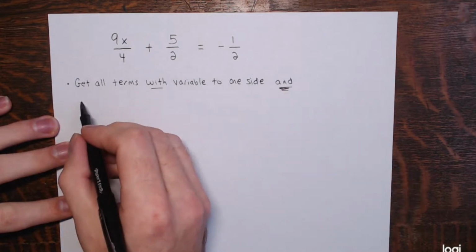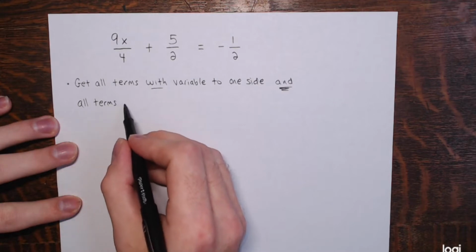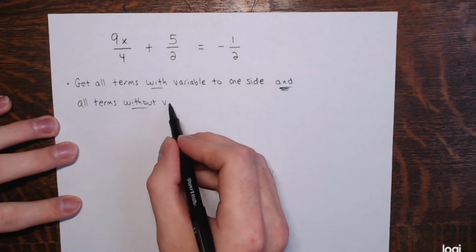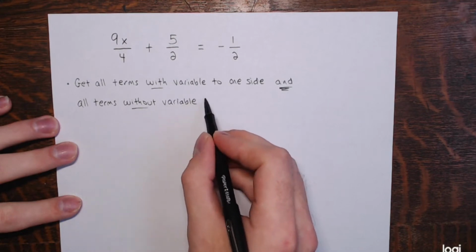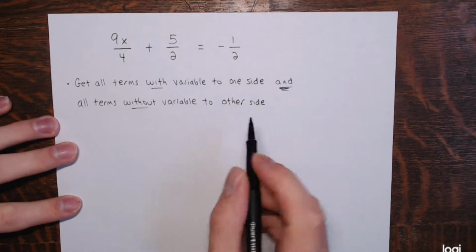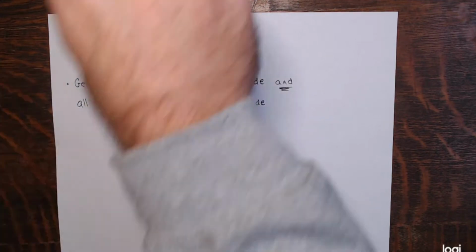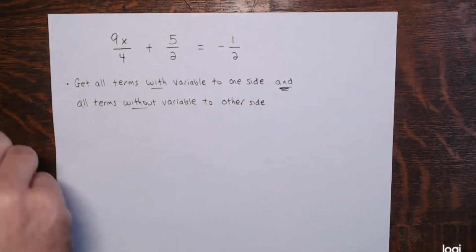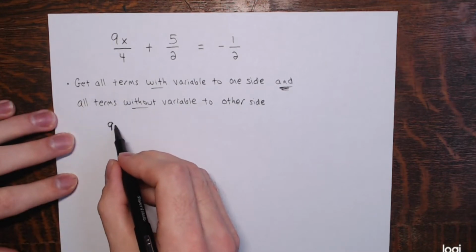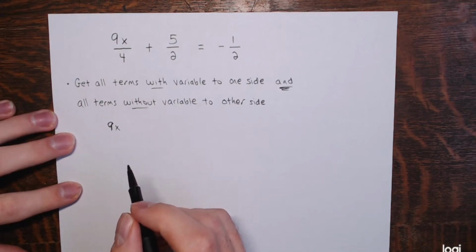Next, get all the terms without the variable to the other side. I've got the 9/4 x on the left, so this positive 5/2 I don't want. To do this, you do addition and subtraction. And just remember that what you do to one side of an equation, you must do to the other side to keep it balanced.